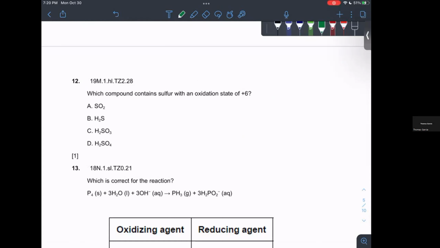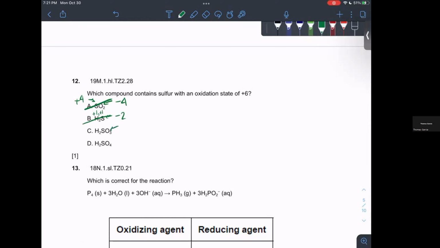Which compound contains sulfur with an oxidation state of 6+? Again, we've done something similar to this before, but we'll go through. SO2, all right, that's a -4. The oxygens contribute with a +4 for the sulfur, not A. H2S, that's going to be a -2 because each of these are +1, +1, not B.